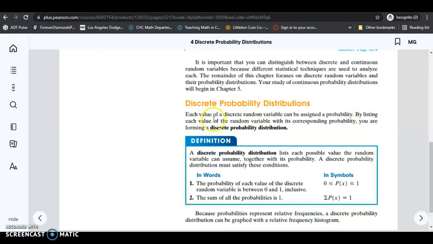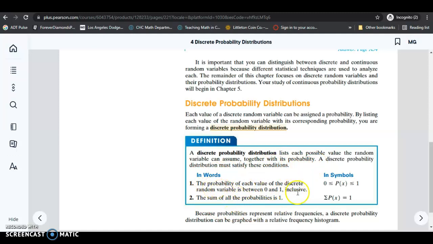Okay, and it says that each value of a discrete random variable could be assigned a probability. By listing each value of the random variable with its corresponding probability, you are forming a discrete probability distribution. So that's the key word there. Then it gives you the definition. A discrete probability distribution lists each possible value the random variable can assume, together with its probability. A discrete probability distribution must satisfy these two conditions.